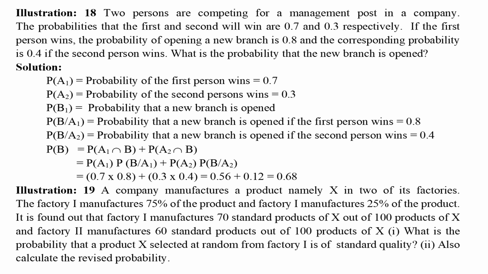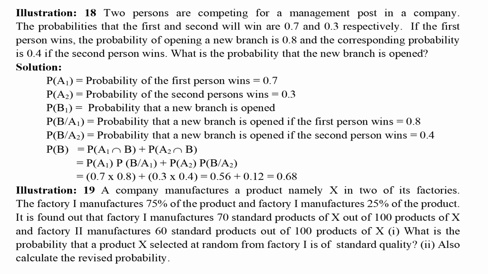Solution. P(A1) equals probability of the first person wins equals 0.7. P(A2) equals probability of the second person wins equals 0.3. P(B) equals probability that a new branch is opened. P(B|A1) equals probability that a new branch is opened if the first person wins equals 0.8. P(B|A2) equals probability that a new branch is opened if the second person wins equals 0.4.